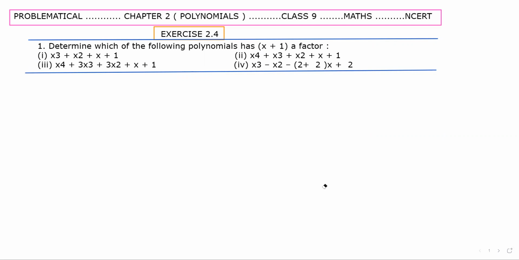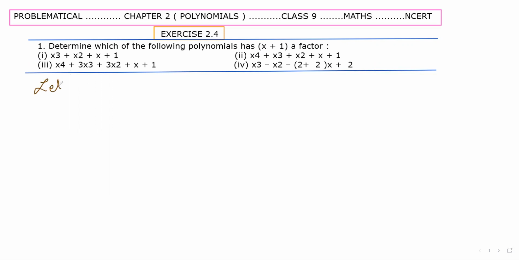Today we'll discuss exercise 2.4 of chapter 2 polynomials from class 9th maths NCERT. The first question states, determine which of the following polynomials has x plus 1 as a factor. Again, to check whether something is a factor or not, you have to calculate the remainder at x equals to where your g of x value is 0. If your remainder is 0, the given g of x is a factor of given p of x, else it isn't.